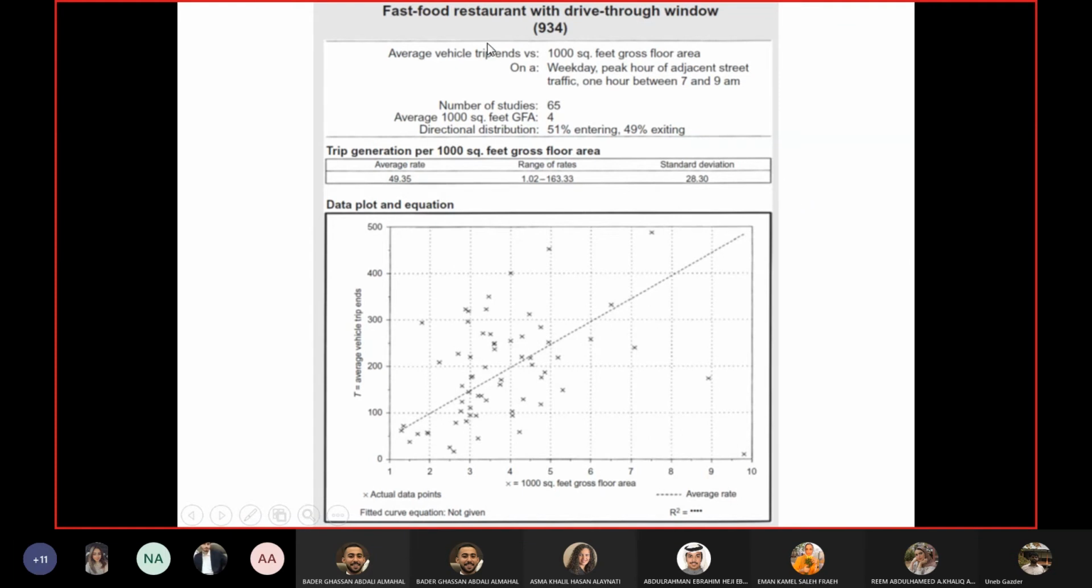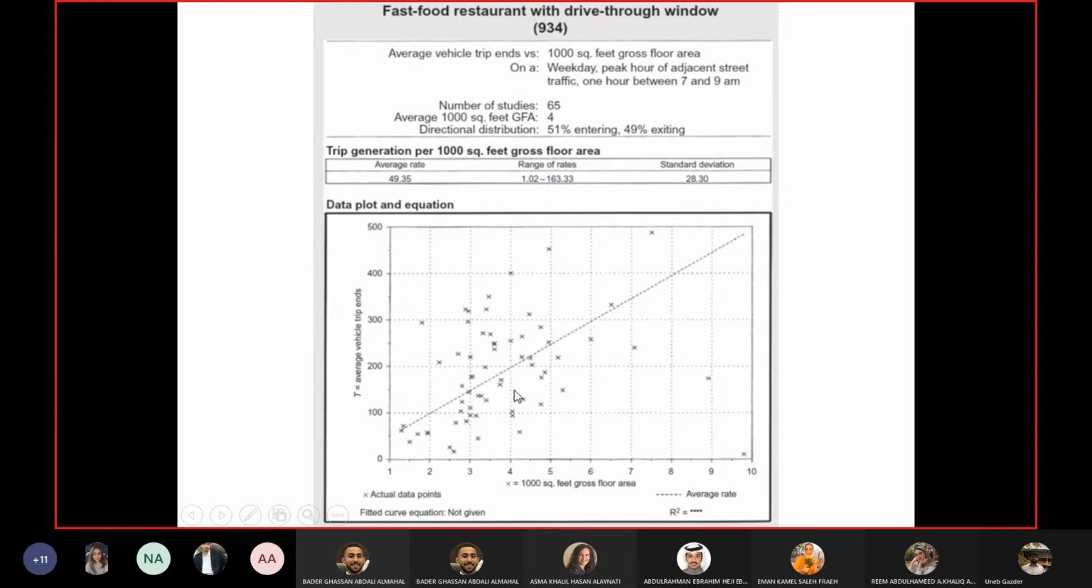So for these restaurants, they have collected data from 65 sites. The average floor area for those 65 sites was 4,000 square feet. The trip distribution is 51% entering, 49% exiting. Again, we will not use it right now. The average trip rate is given. The range, minimum and maximum, is 1.02 to 163.33. Standard deviation 28.3. Okay, now you come to the graph.